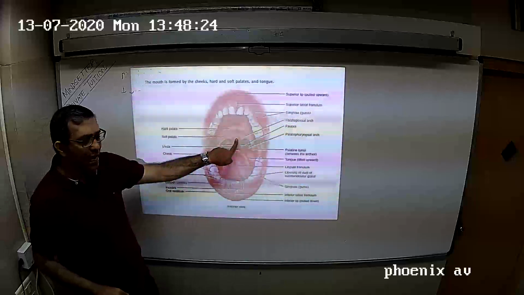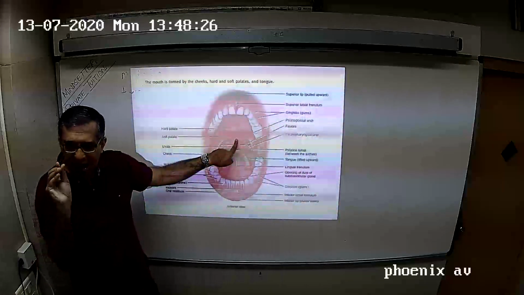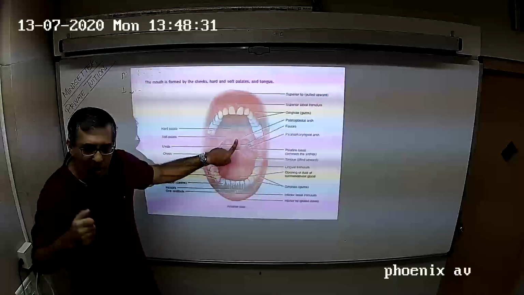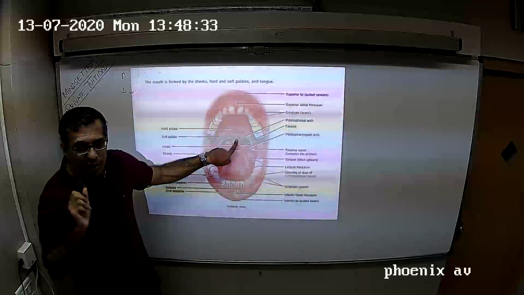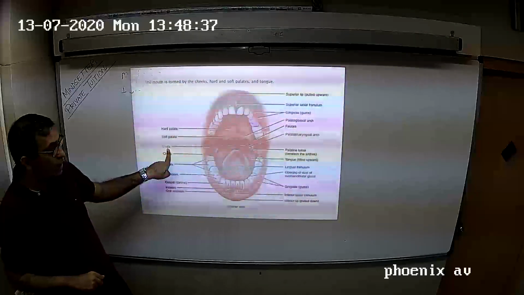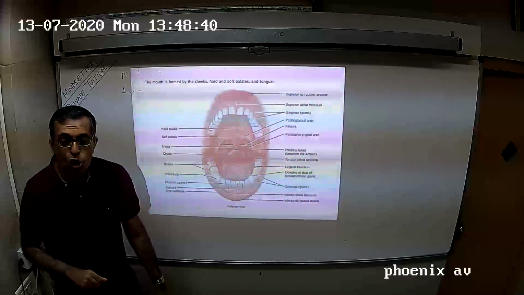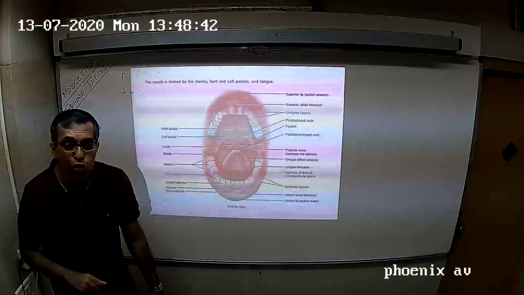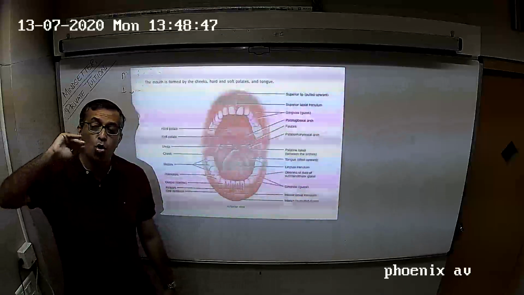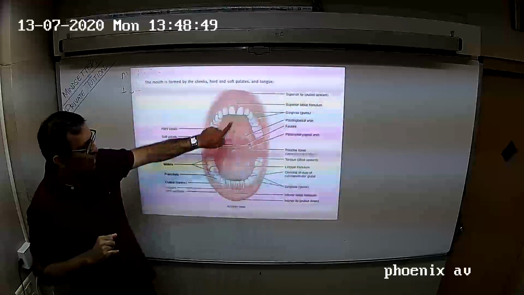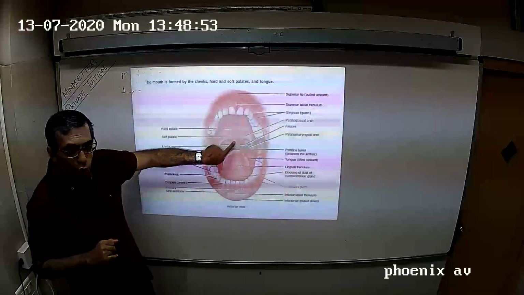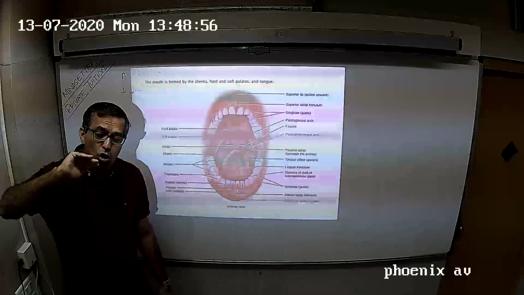ये है soft palate, and पीछे एक ball जैसा structure दिखाई देता है. बचपन में हम लोग जब मिरर में देखते थे, we always used to wonder what that ball-like structure is. That ball-like structure is called the uvula. U-V-U-L-A. They form the roof of the buccal cavity. So we have hard palate, soft palate, and uvula, which form the roof of the buccal cavity.